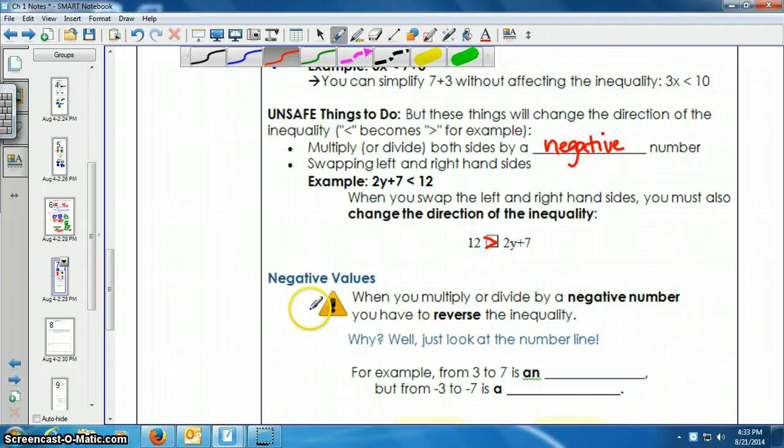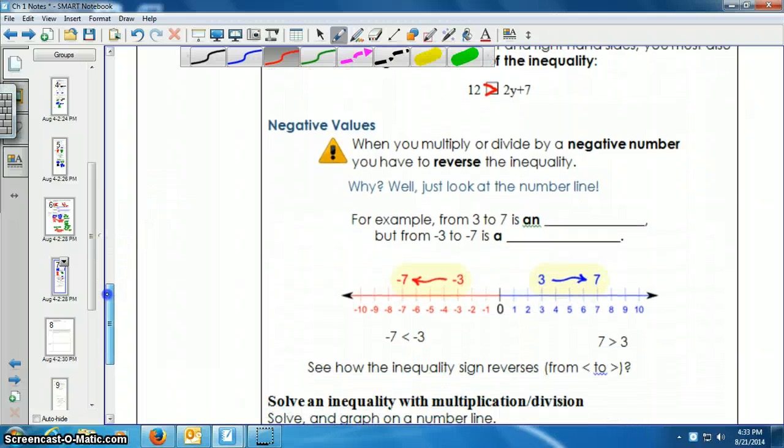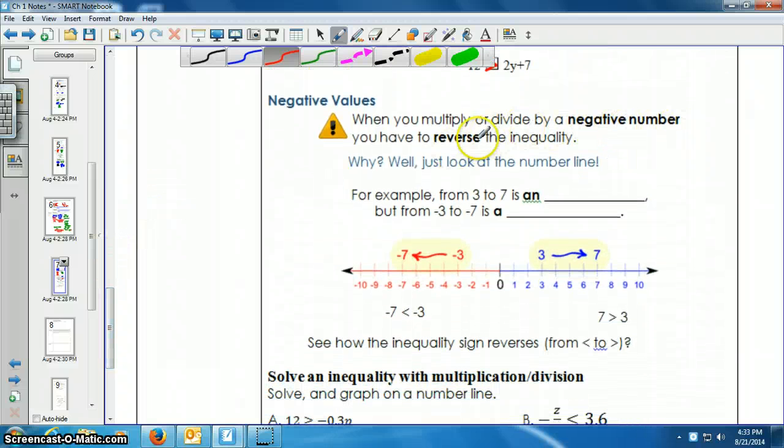So there would go that way. So we would swap it if we divide or multiply by a negative number, or if we're just putting this on this side and the 12 on this side, we need to make sure we also swap our sign, because the mouth's trying to eat the 12. So just be careful when you're doing that. So when you multiply or divide by a negative number, you reverse the inequality. Well, why? For example, 3 to 7 is an increase.